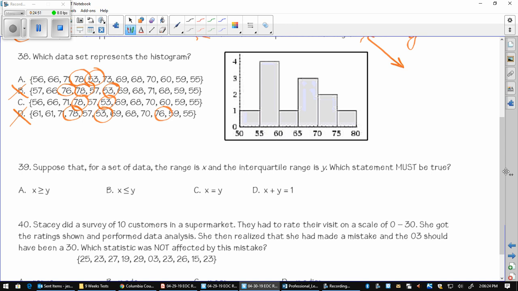So I'm going to look at the other one that only has 1 in it from 60 to 65. So I know this is really 60, 61, 62, 63, 64.